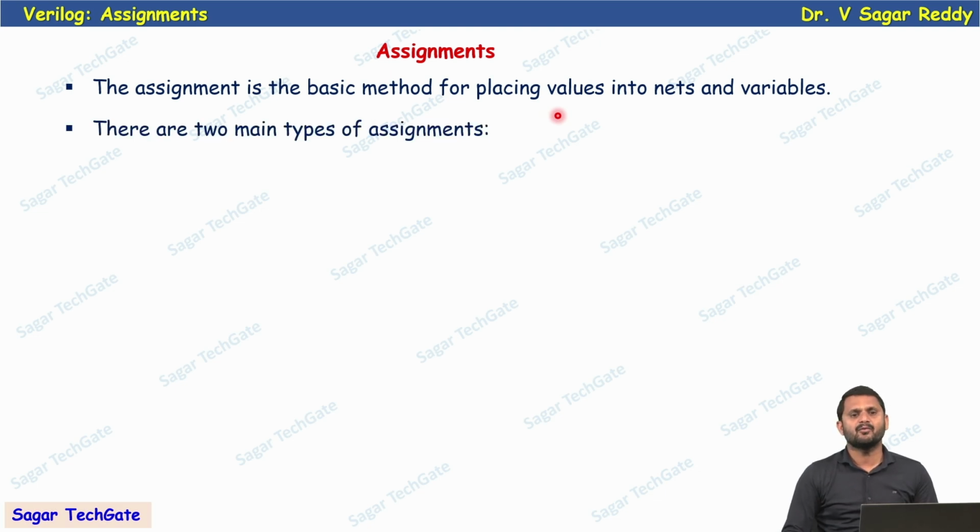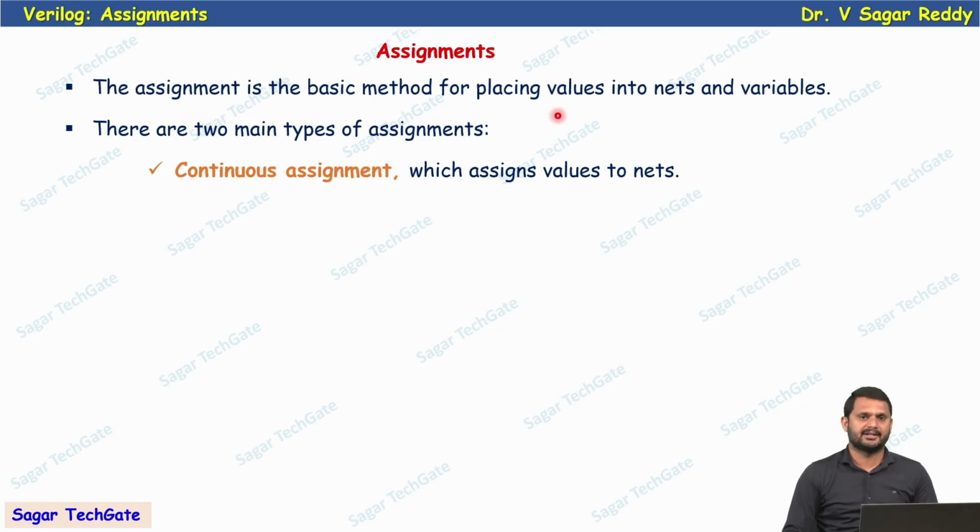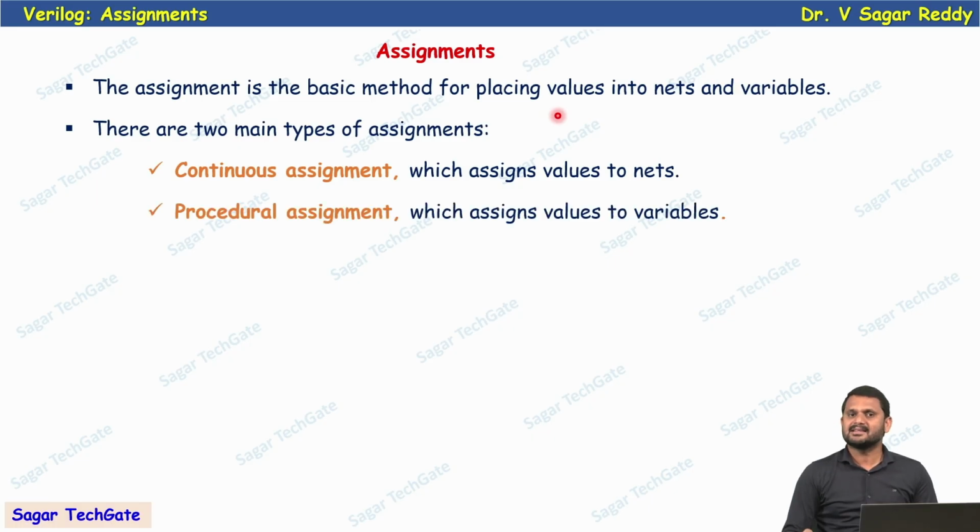In Verilog, we have two main types of assignments. One is the continuous assignment, which assigns values to a net. This continuous assignment is used in data flow modeling. Another is the procedural assignment, which assigns values to a variable. These procedural assignments are used in the behavioral modeling style of Verilog.